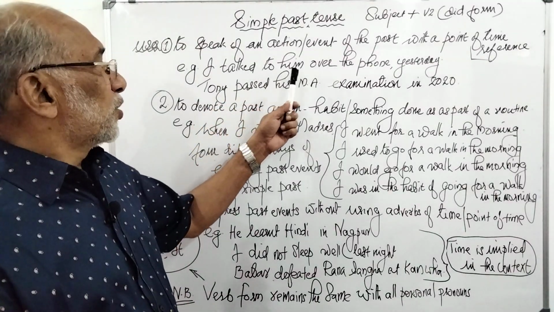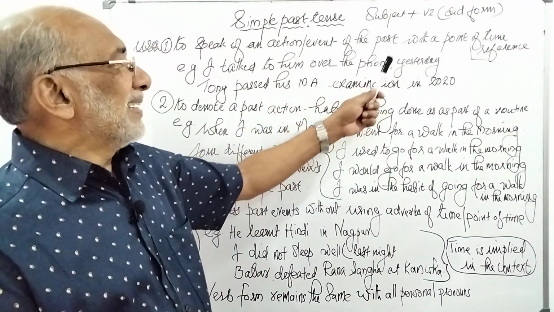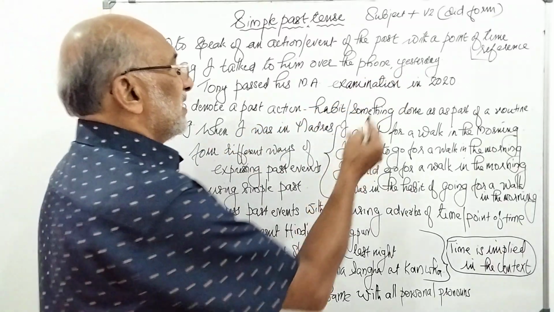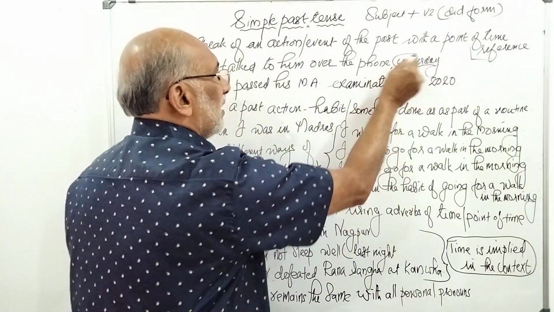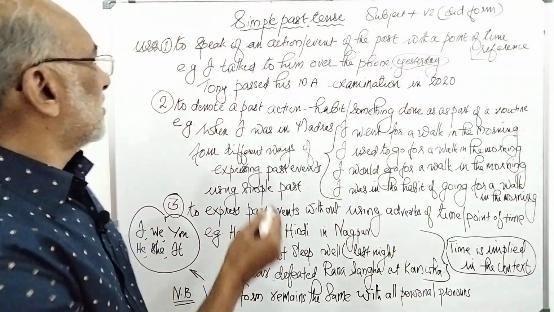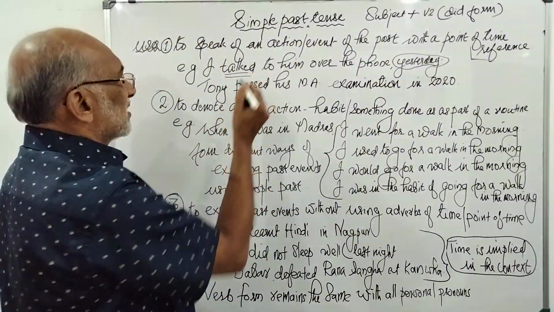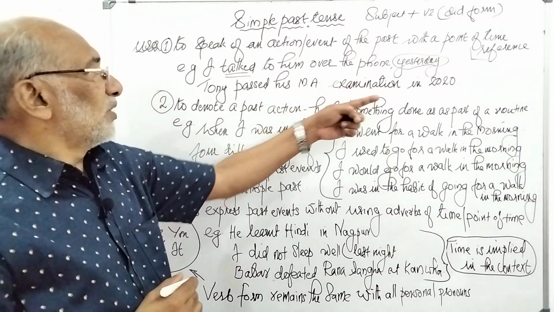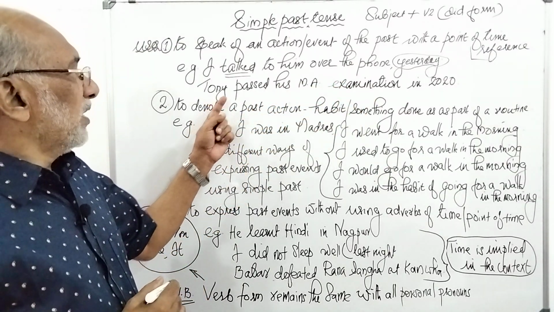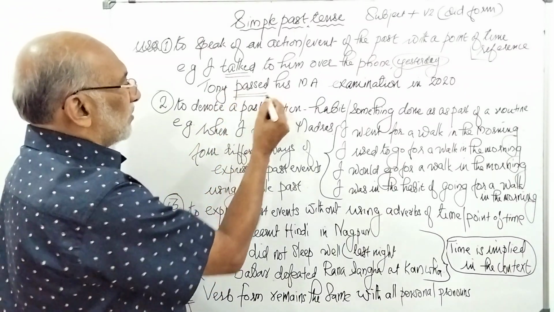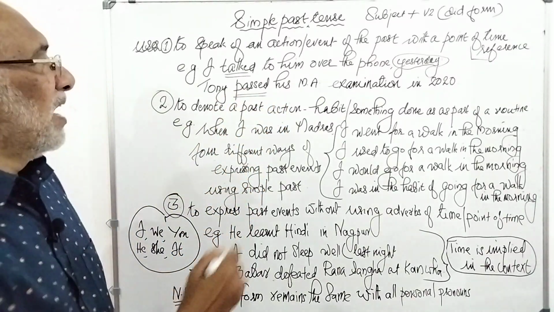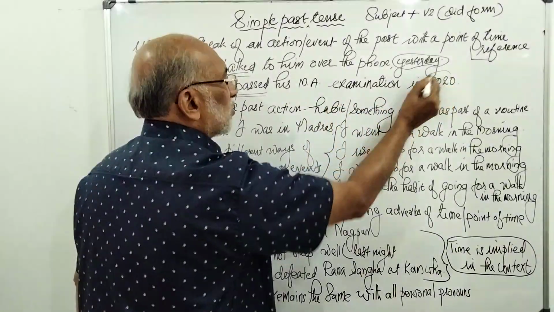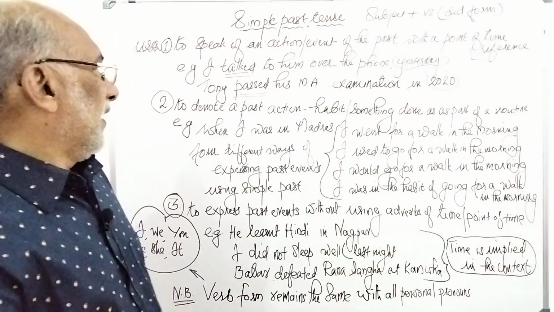I talked to him over the phone yesterday. So here there is a point of time reference, and that is yesterday. Yesterday is the point of time. So we have just used simple past tense, that is talked. I talked to him over the phone yesterday. Another one, Tony passed his MA examination in 2020. Passed is the verb and it is in simple past tense. So 2020 is a point of time.